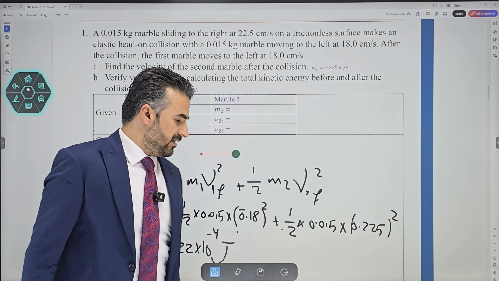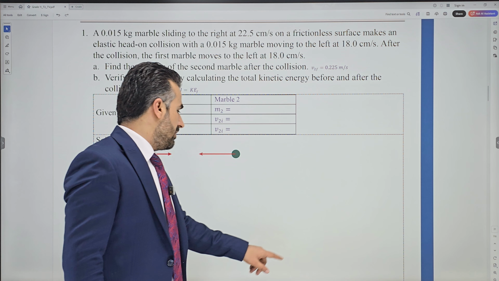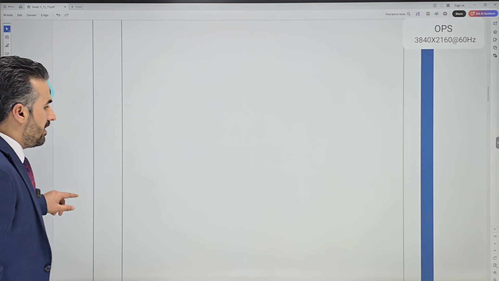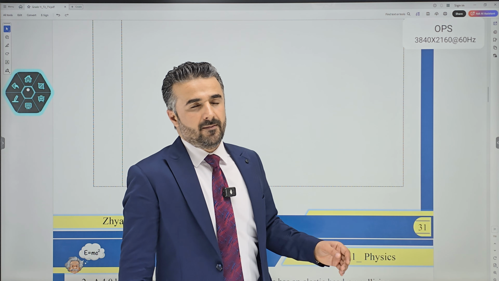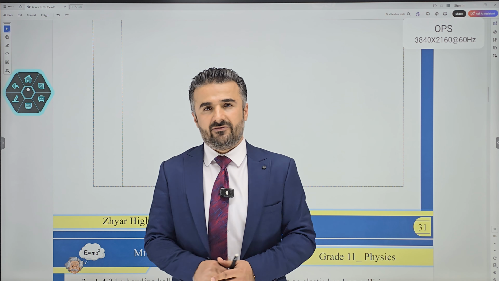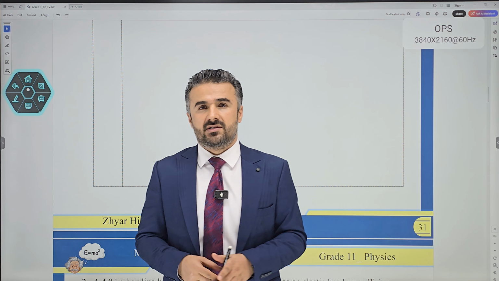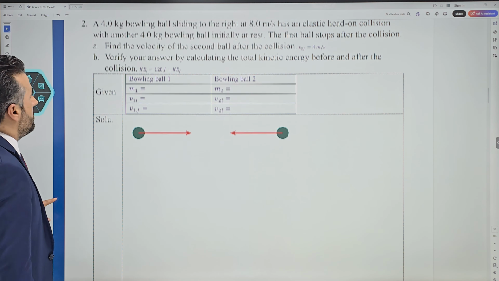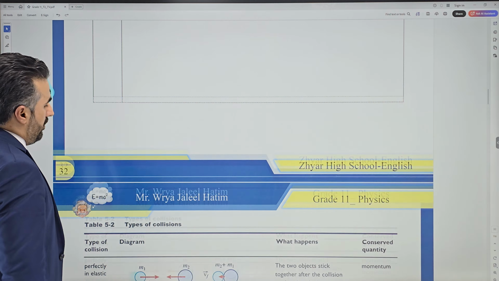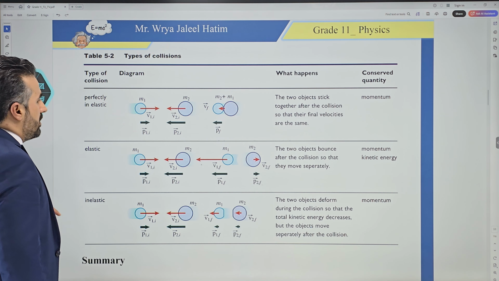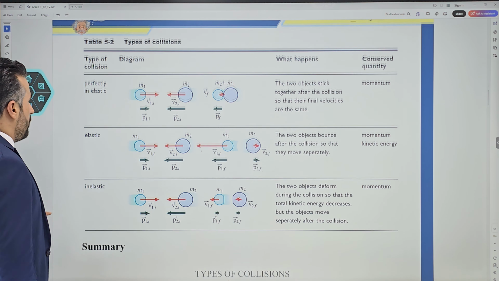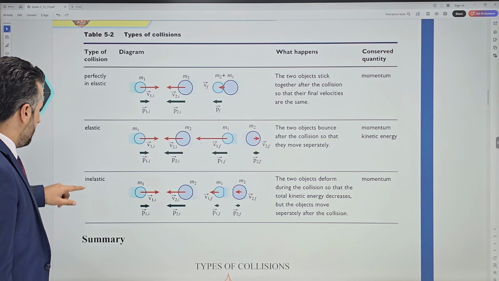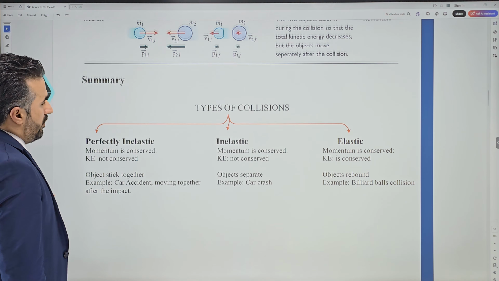Of course, you could write it in the space below. Here what we've done, you always use the equation of momentum to find whatever is unknown. You can use the equation of kinetic energy. These are the three types of collision. We have perfectly inelastic, elastic, and inelastic, and with their equations as well.